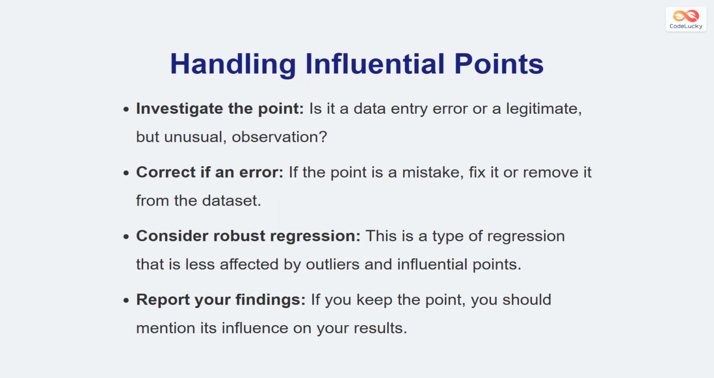Once you've found an influential point, what should you do? First, investigate it. It could be a simple typo or a valid but rare event. If it's an error, you should correct it or remove it. If the point is legitimate, you might consider using a different type of regression that is less sensitive to such points. Either way, it's important to report its existence and its effect on your model.